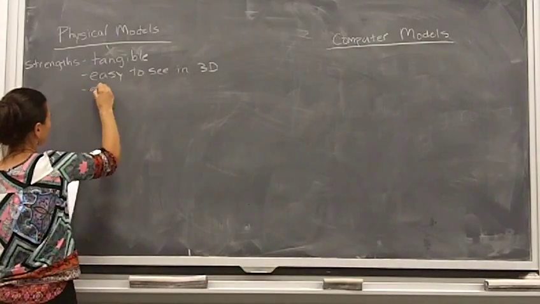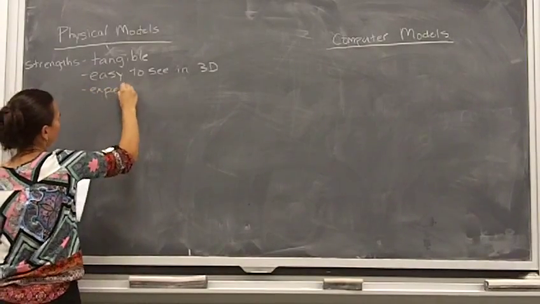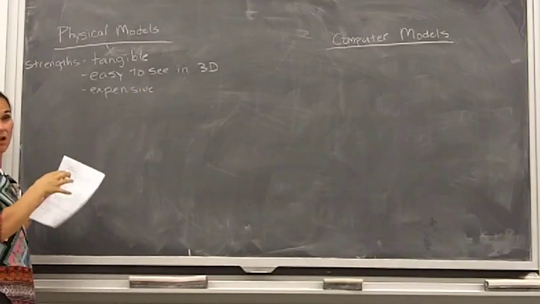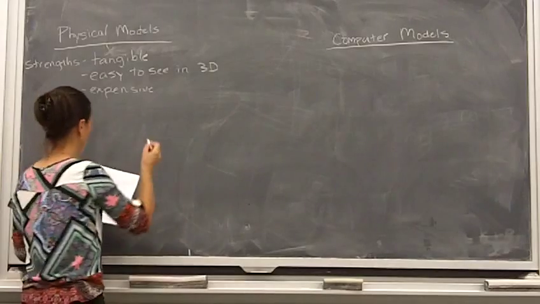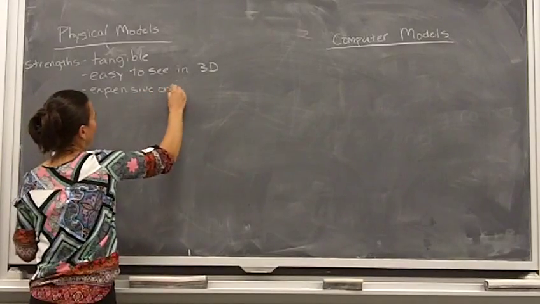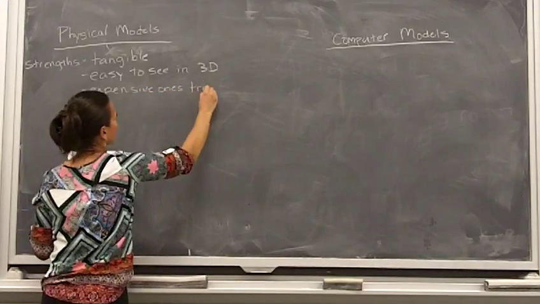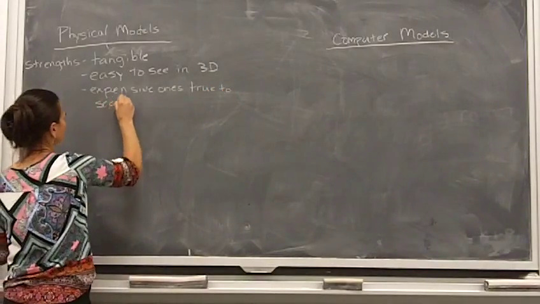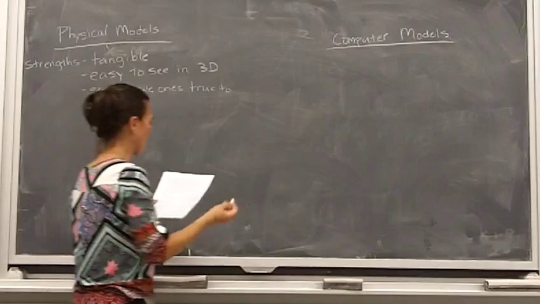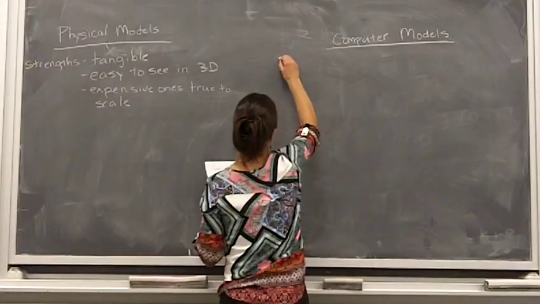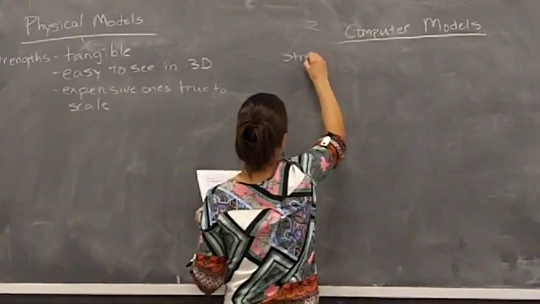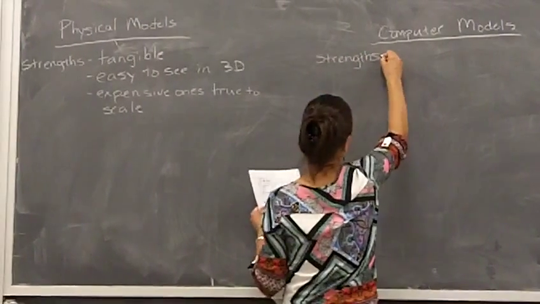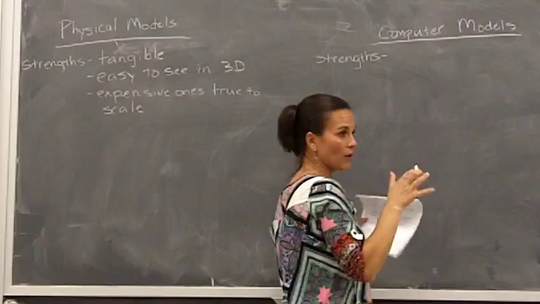And if you get expensive ones, like a model kit for only a certain molecule, then they are true to scale. Mostly true to scale. Whereas the strengths for the computer models are not so much these things, but you can vary what you're looking at.